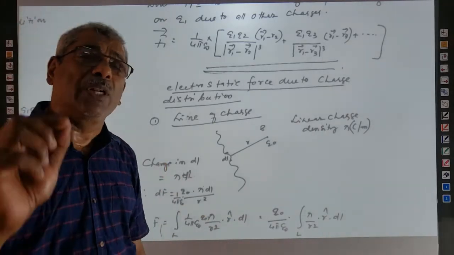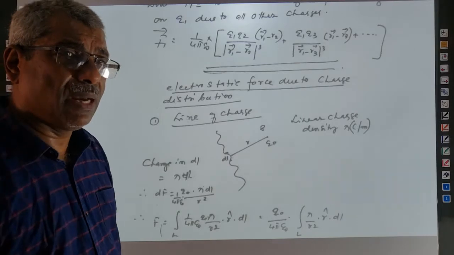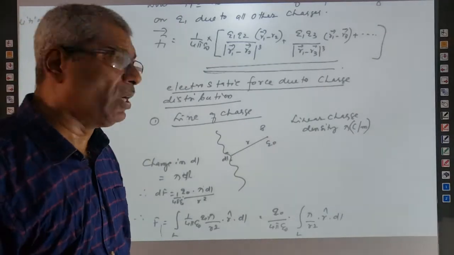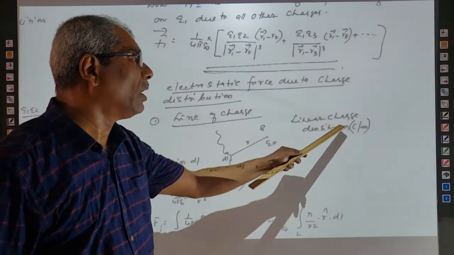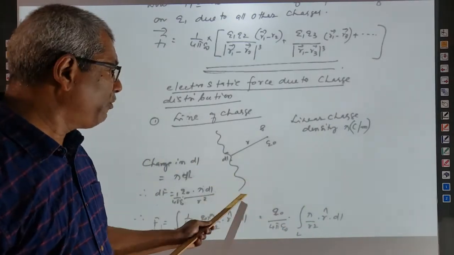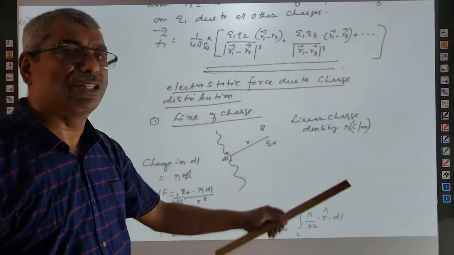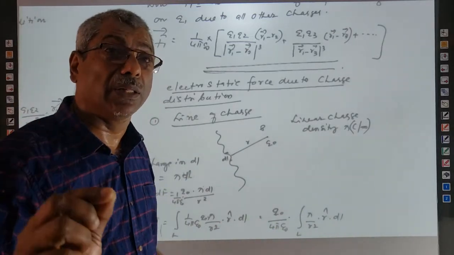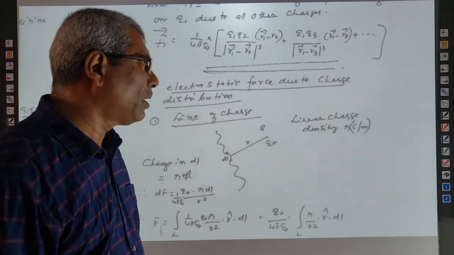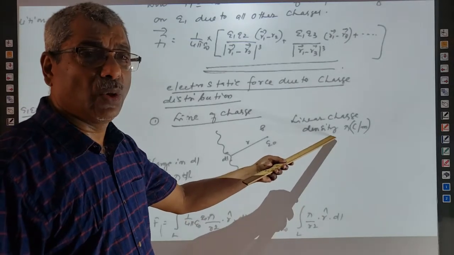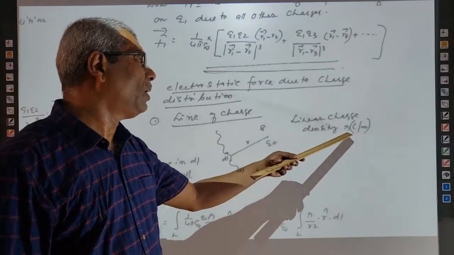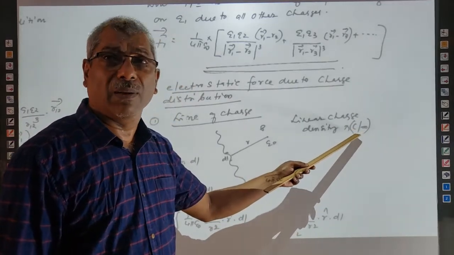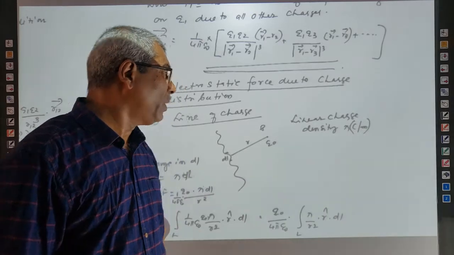Uniformly means every unit length has the same amount of charge. The charge present in unit length of a body is called linear charge. So this is a line of charge, and therefore it has a linear charge density. Linear charge density means the amount of charge present in unit length, 1 centimeter, 1 meter, etc. The symbol is lambda, and its unit is coulomb per meter.